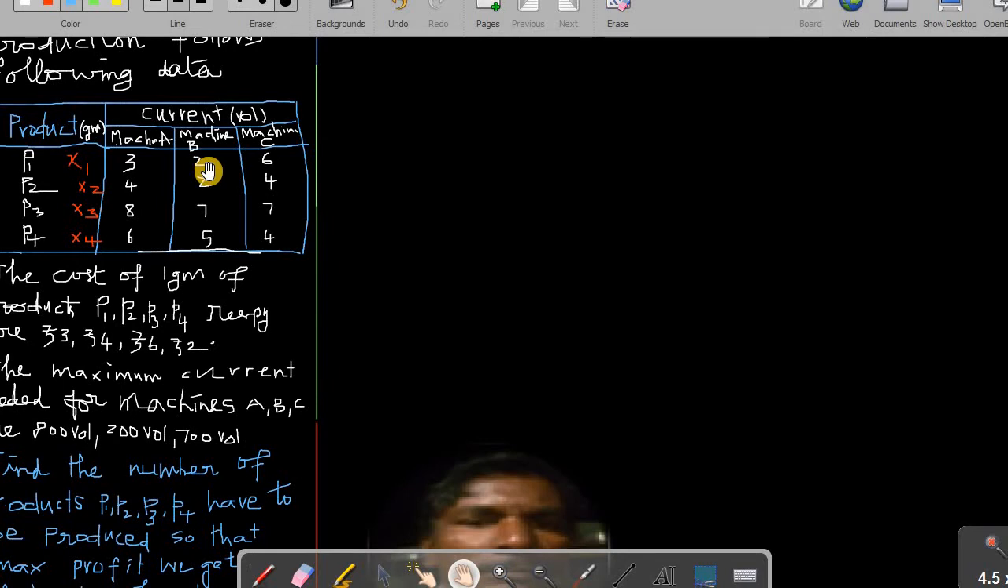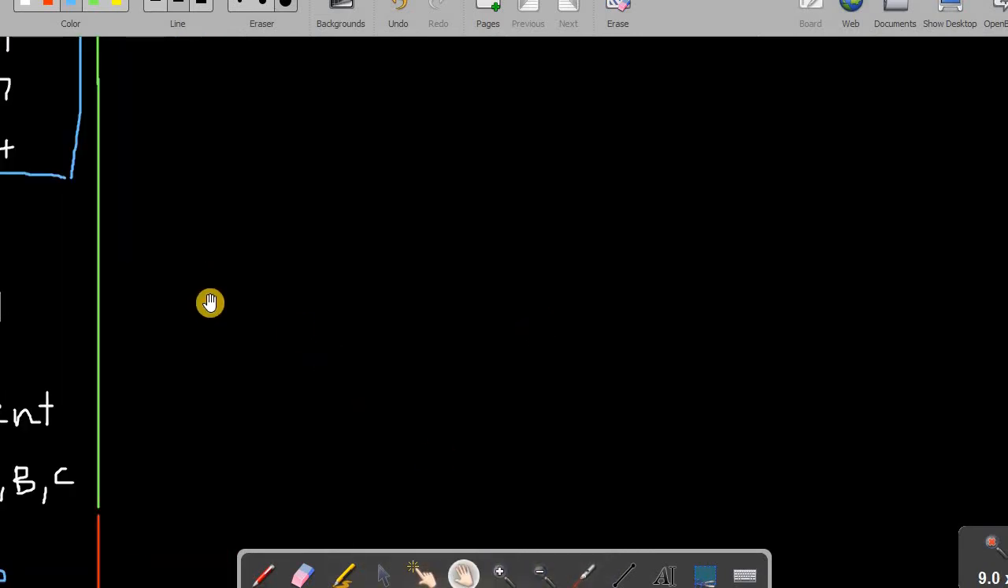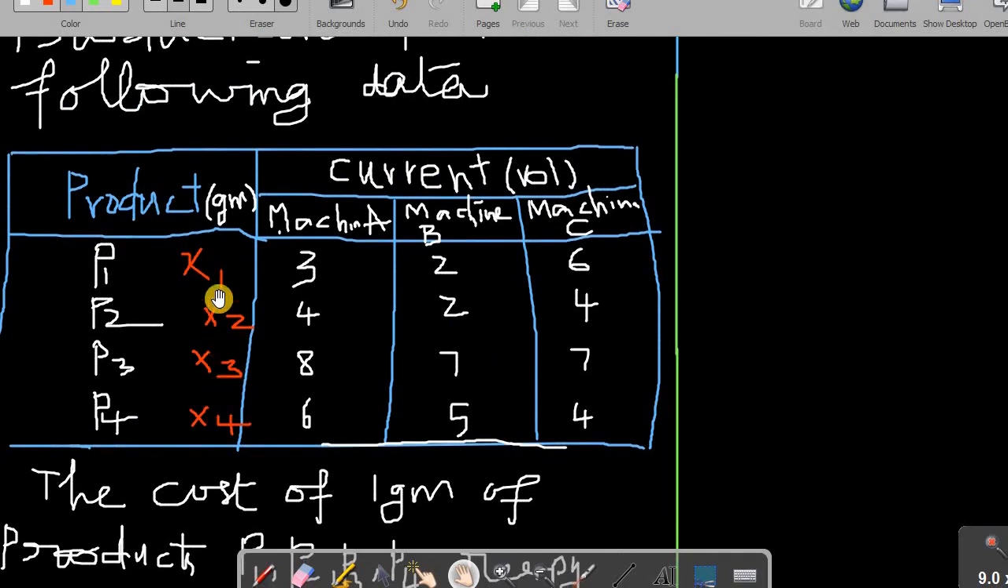Now, what I am assuming at first is that x1, x2, x3, x4 are the number of products 1, 2, 3, and 4 respectively, P1, P2, P3, P4, which give maximum profit to the company. That is what we are assuming.